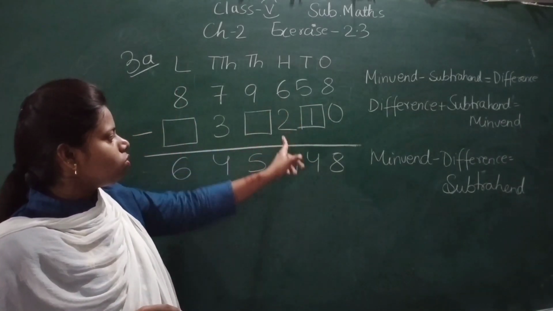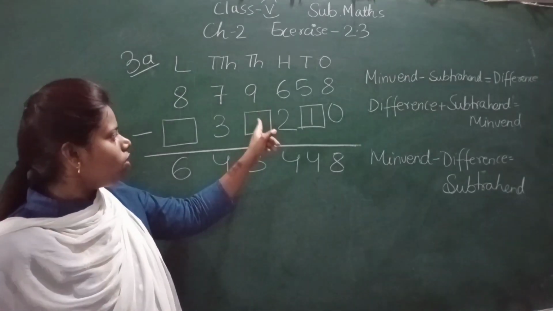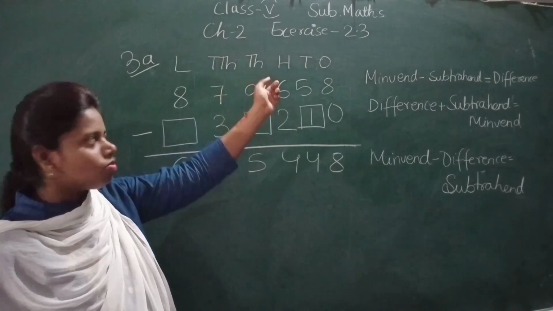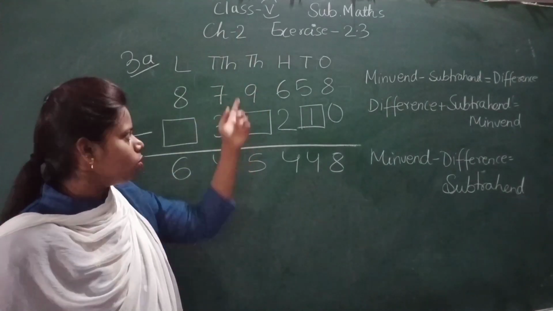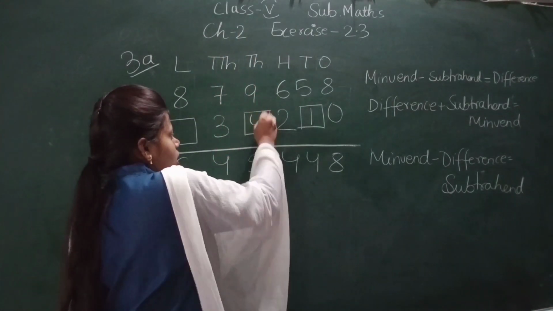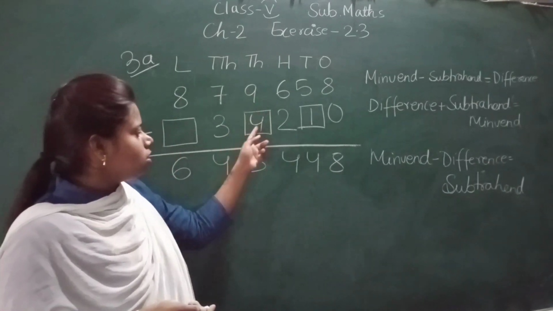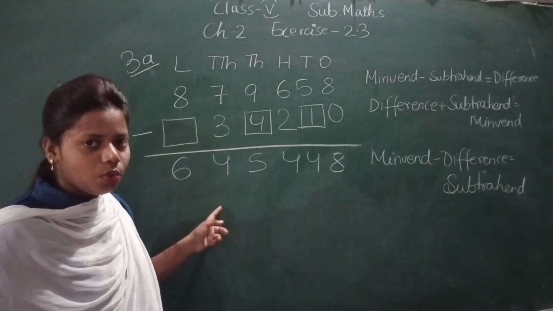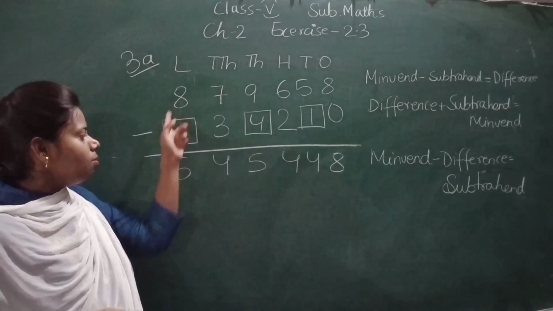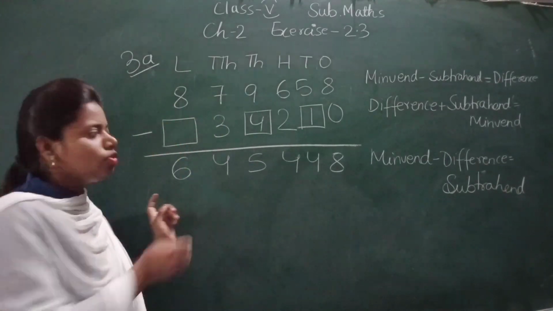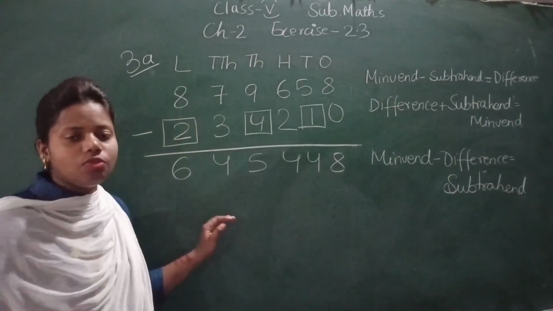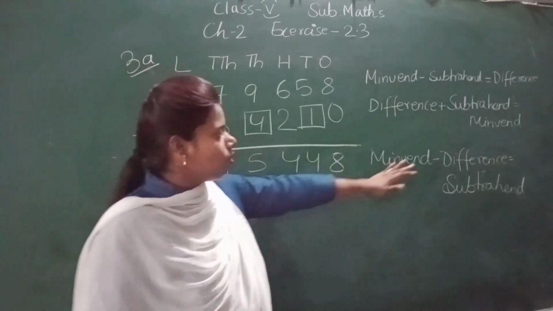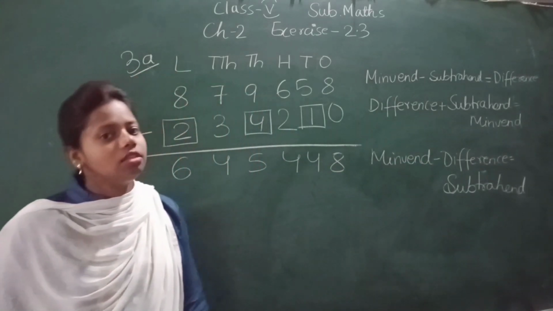Now see here, 6 minus 2 is 4. Now this one. To find the subtrahend, what do we do? Subtract the difference from the minuend. So 9 minus 5 is 4. Now let's check. 9 minus 4 is 5. So this one is also correct. 7 minus 3 is 4. Now this one we have to fill. 8 minus 6 is 2. So in this way you will fill the boxes. When you have to find the subtrahend, what you have to do? Minuend minus difference.